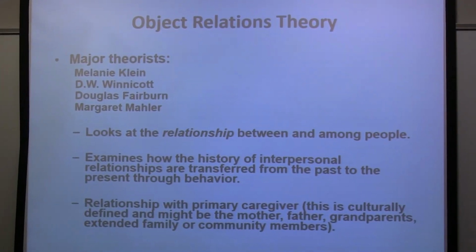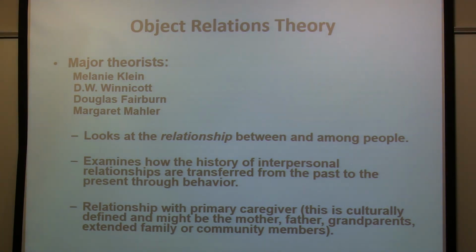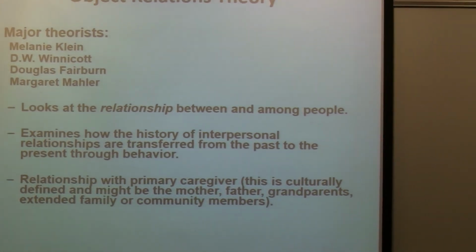And it looks at the relationships between and among people. It examines how the history of interpersonal relationships from early on, from infancy on, is transferred from the past into the present. And what that means is what happened to me very early on has an effect on how I will get along in the world with other people, what my relationships will be like with other people. So the relationship with the primary caregiver is looked at as critically important. And we should always think about defining it culturally and ethnically. It could be a mom, a dad, grandparents, extended family, and please let us not forget about community members who actually can step in to be caregivers when the child is in need of that. Community is critical. So that's what object relations theory said.